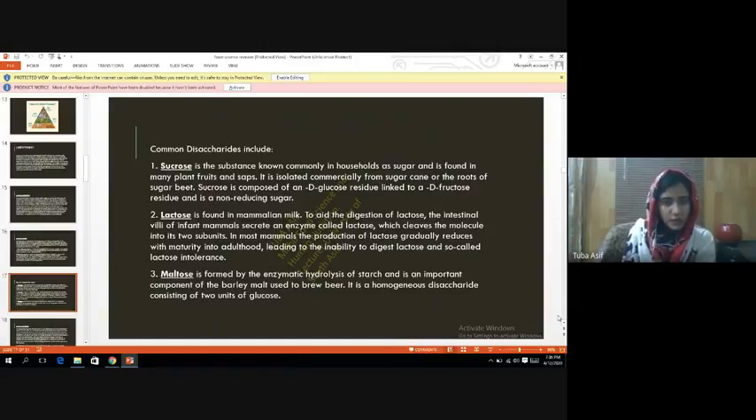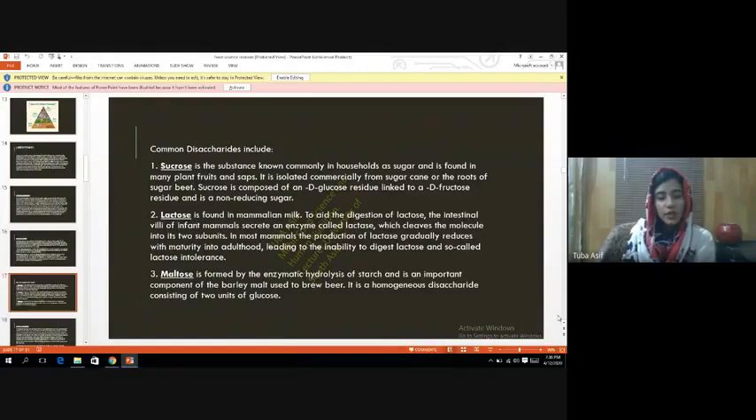It is the substance that we commonly term table sugar, and in our households it is there as sugar, and it is found in many plant foods and saps. It is isolated commercially from sugar cane or the roots of sugar beet. Now, sucrose is composed of a D-glucose residue linked to an alpha D-fructose residue, and it is a non-reducing sugar.